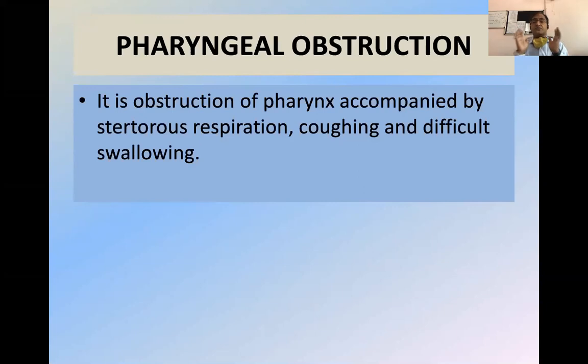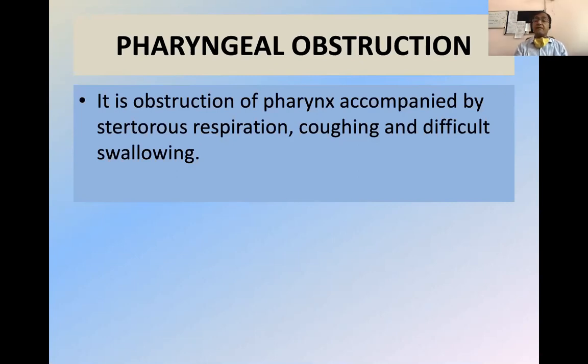Here, because there is obstruction in this region, there is difficulty in respiration also. Just keep in mind, in the previous condition I did not talk about respiration. Here I am talking about difficult respiration. Strenuous means typically some effort is needed for respiration. That is called strenuous respiration. Coughing here is also very, very important.